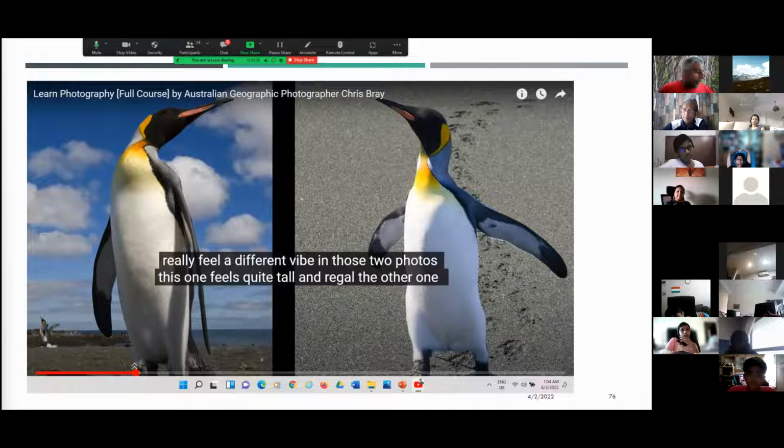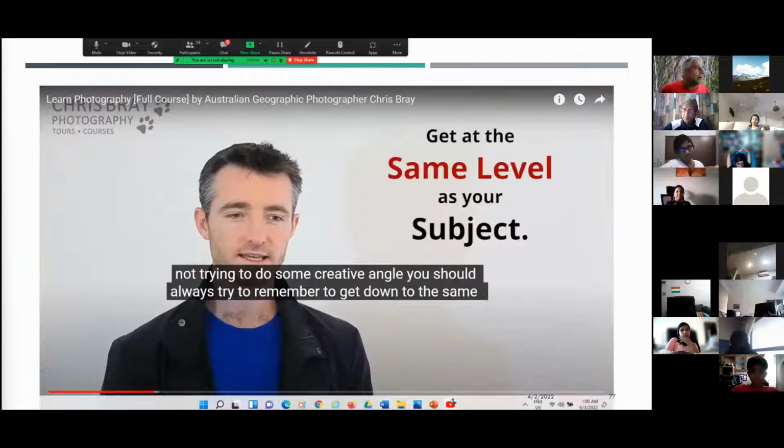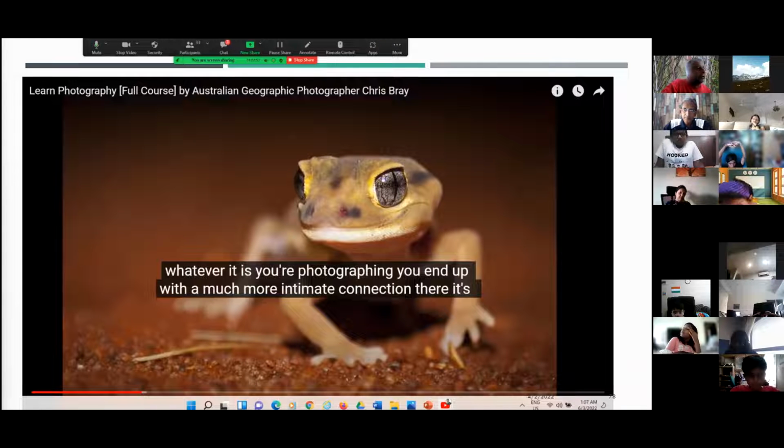tell. Next slide is talking about how sometimes you need to get to the same level as your subject. Now, what does this mean? Chris here is suggesting that we go down to the level of the subject. Here we have a picture of a cheetah. He's saying we go right down to the level of the cheetah and look, we have a much more intimate connection with the subject.